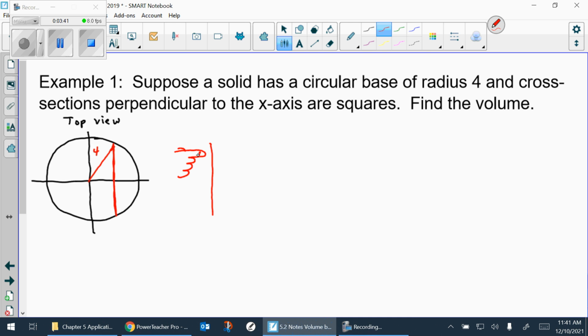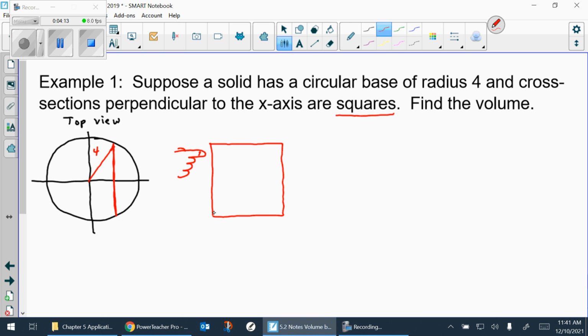When I push this slice over, what it tells me is that this cross section is a square. When this very thin slice falls over, I'm going to get a square. Now, all I need is the area of that square, because the integral of area times thickness is going to be the volume.